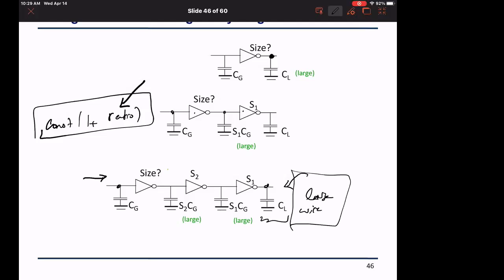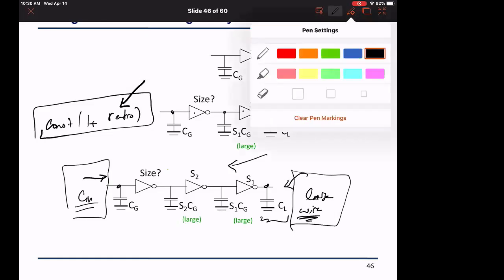So the inputs to my problem are that I want to be interfaced with some C N, and this is the wire that I need to handle. We will be able to solve the problem that tells me how many stages I need to insert and what the sizing or the ratio of these stages is. So that will be our objective.